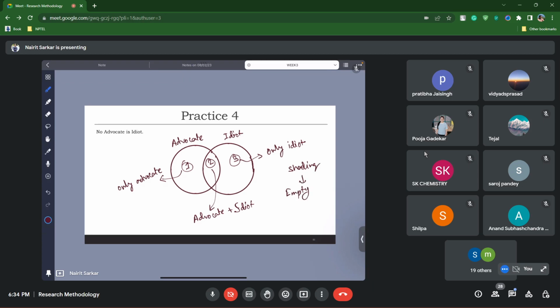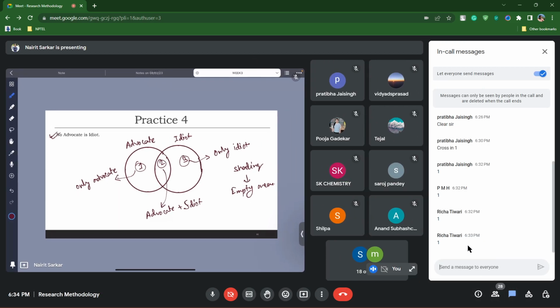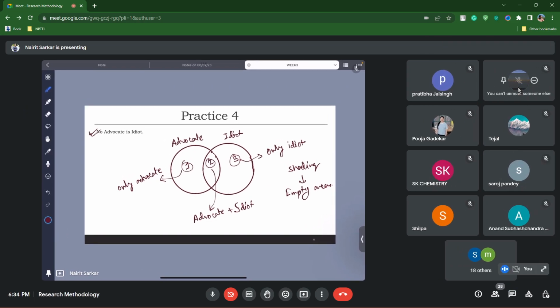Which is empty here? Which one is empty? 1, 2 or 3 here, according to the statement. 2 is empty. So we have to shade 2. Easy. Very easy, right? Everyone.